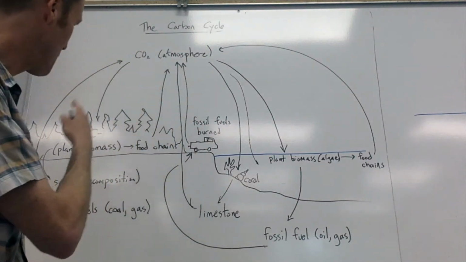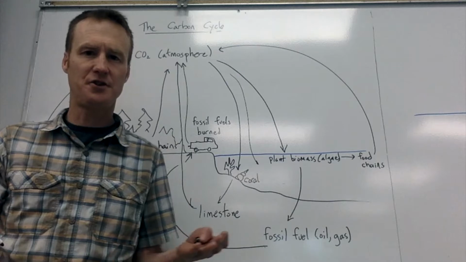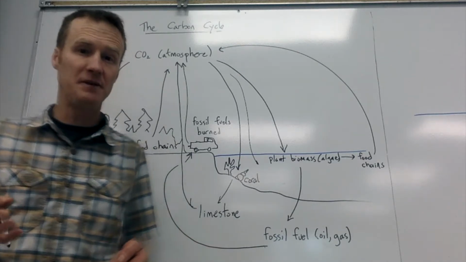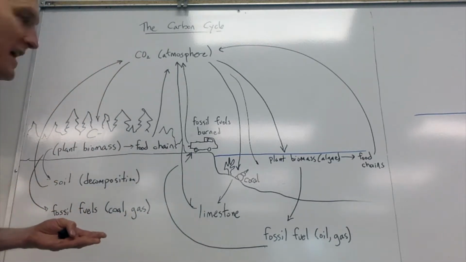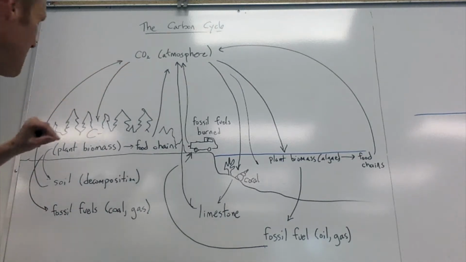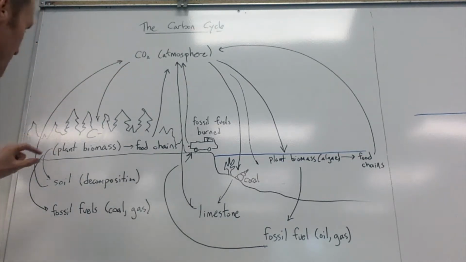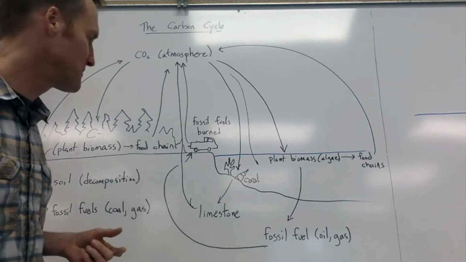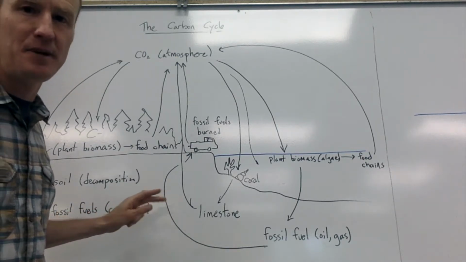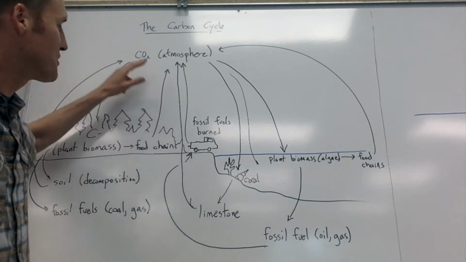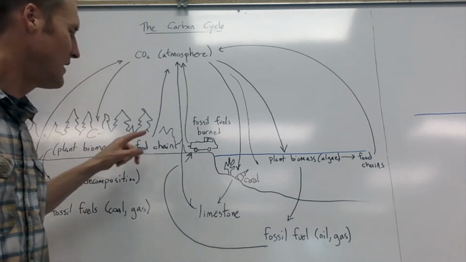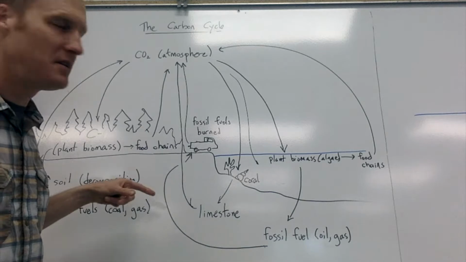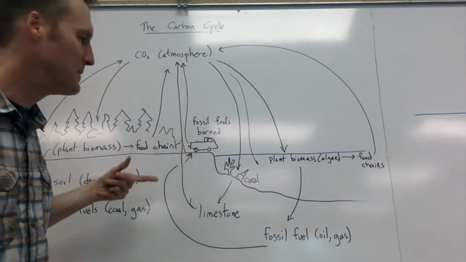So this is what I want you to know about the carbon cycle in terms of actually writing it down for me for notes. The processes we have here, we've got CO2 in the atmosphere becoming plant biomass. Some of it goes into soil. Some of that goes into fossil fuels like coal and gas. These can be burned or returned to the atmosphere. Fossil fuels can be used by people.